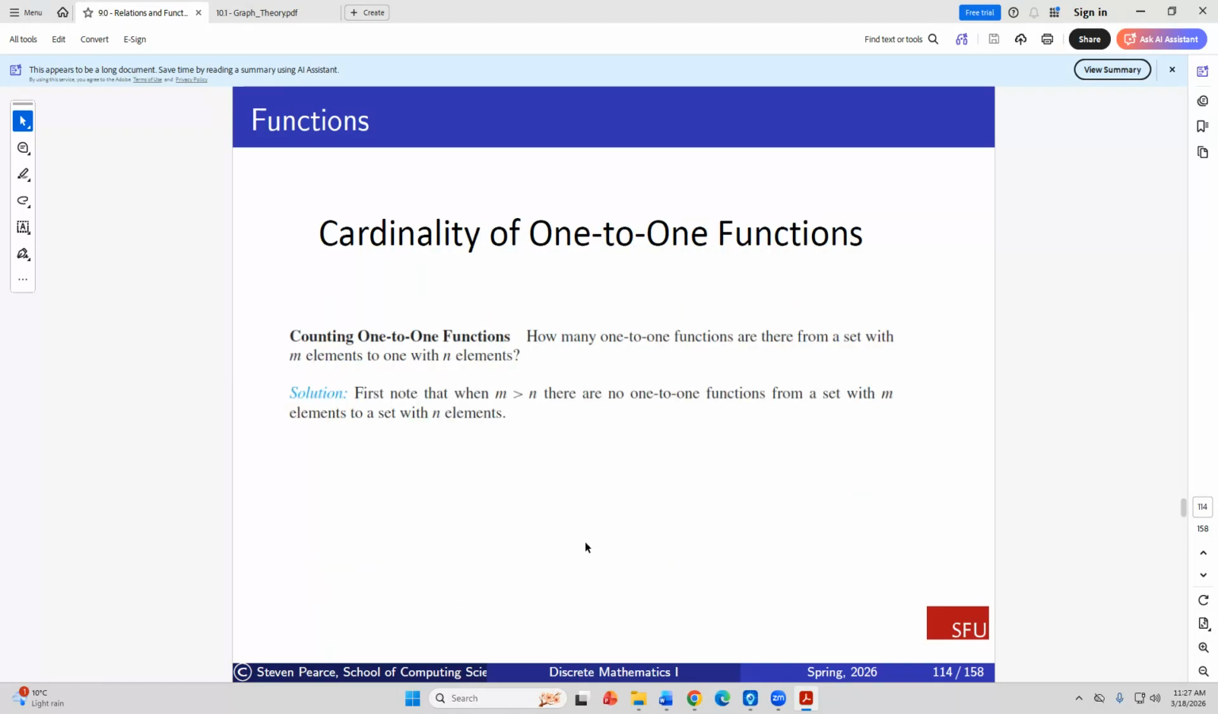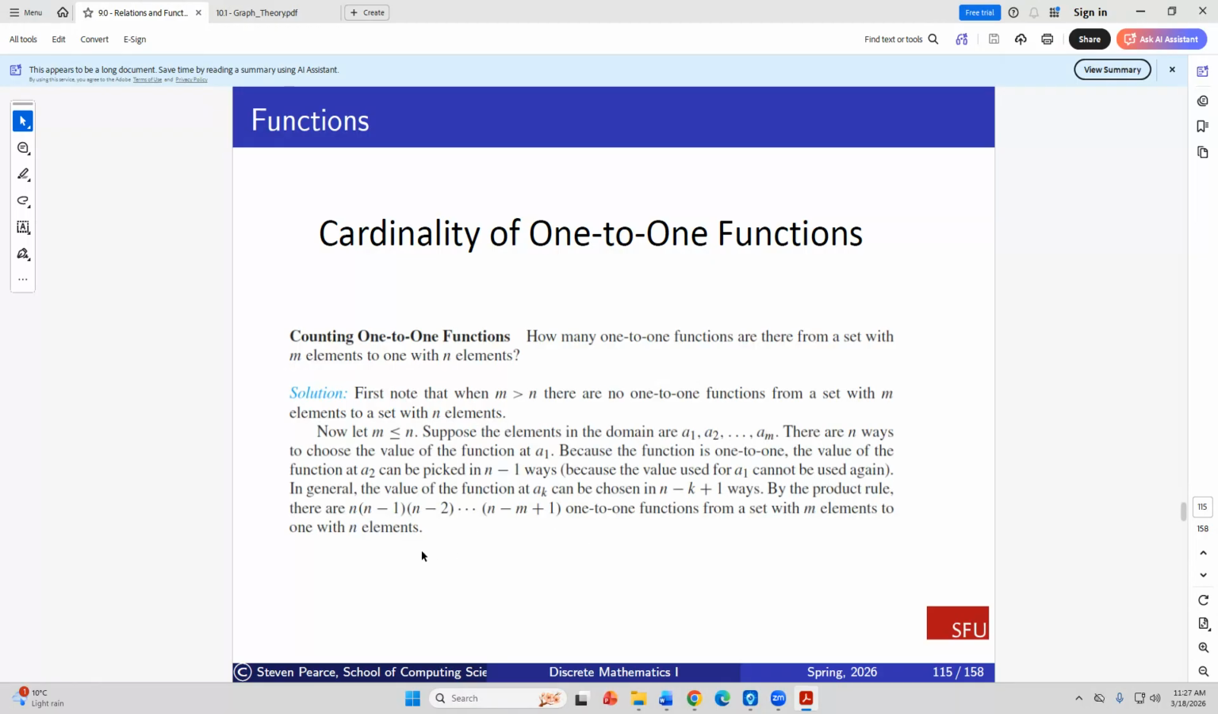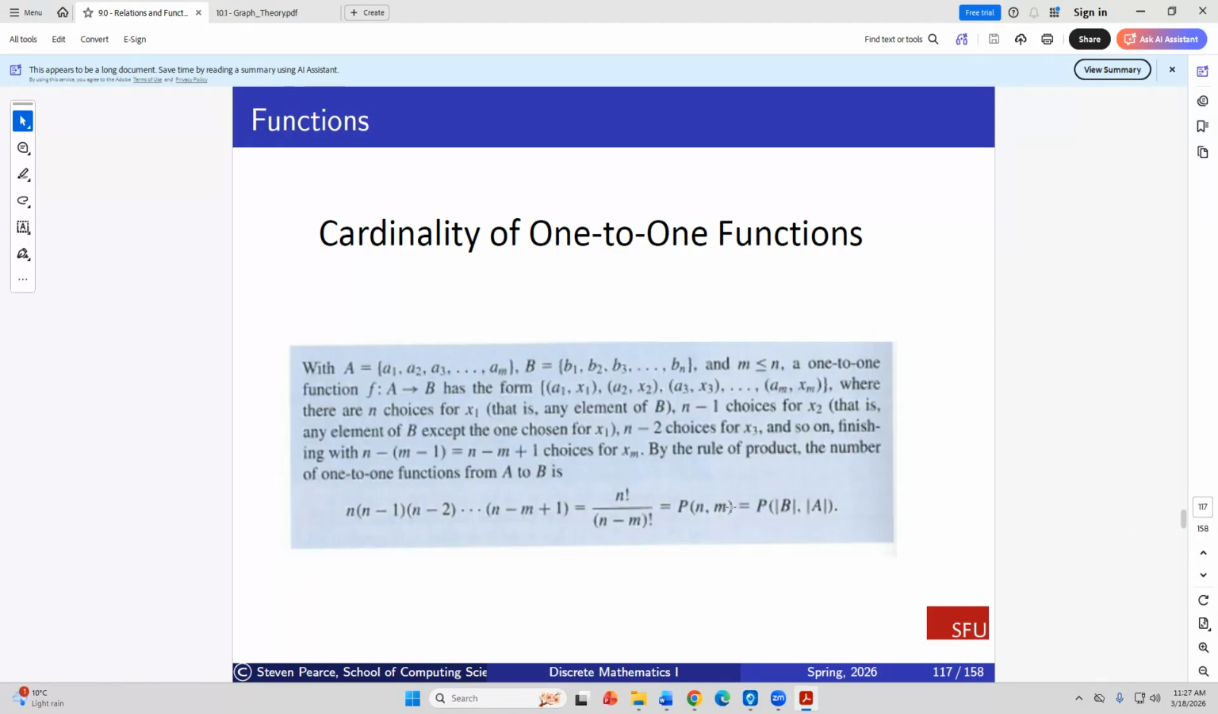We did this for onto functions as well. It turned out to be permutations without repetition, and that's just really easy to figure out.